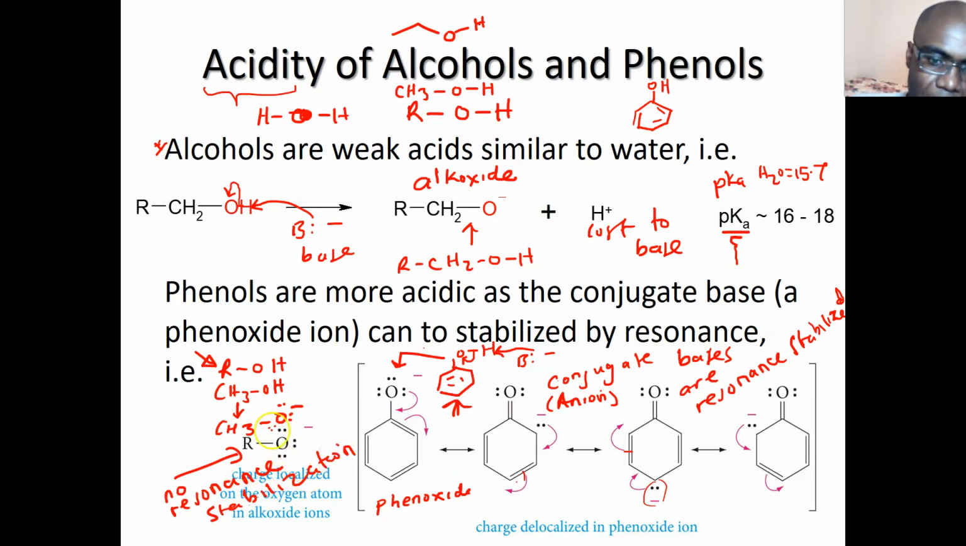So the electrons cannot be delocalized or stabilized. So in fact, this guy is a strong base. The alkoxide formed here is a strong base because there's no resonance. These conjugate anions, these guys are weak bases because they are resonance stabilized. Okay.